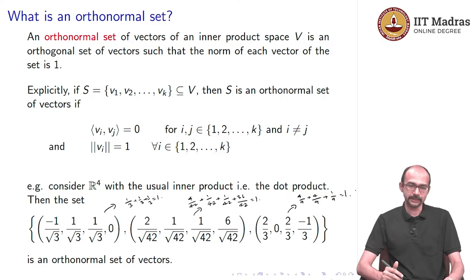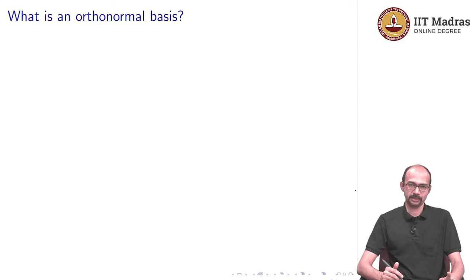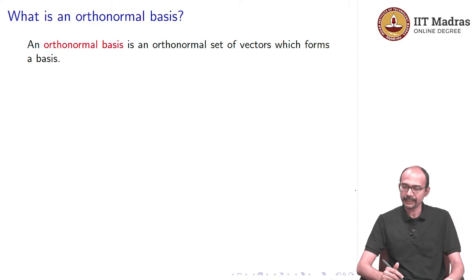I hope it's clear what is an orthonormal set. It's just an orthogonal set with the additional property that the norm of each of the vectors in that set is 1. Now, what is an orthonormal basis? We know what is an orthonormal set. An orthonormal set which forms a basis is an orthonormal basis. This is similar to what we saw for the orthogonal basis, which was an orthogonal set and a basis. Here an orthonormal basis is a basis and an orthonormal set.